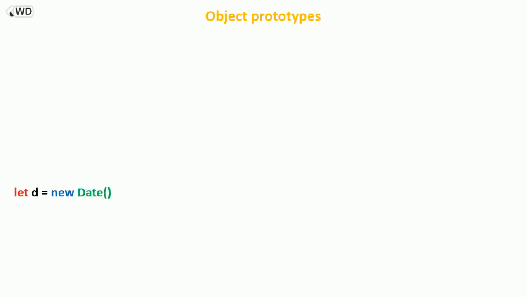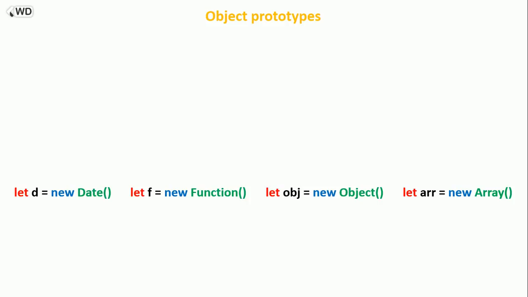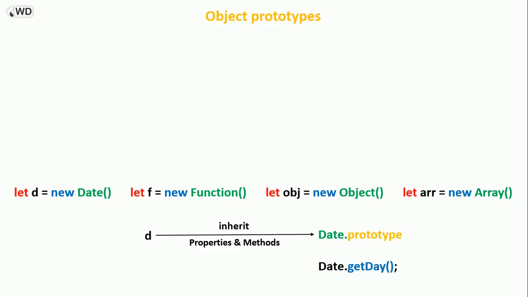Now if we declare a variable d equals new Date, or f equals new Function, or object equals new Object, or array equals new Array, these are all objects. For example, when we say d equals new Date, it means the d variable here inherits all the properties and methods from the Date.prototype, which means saying Date.getDay is the same as saying d.getDay. They will return the same result.